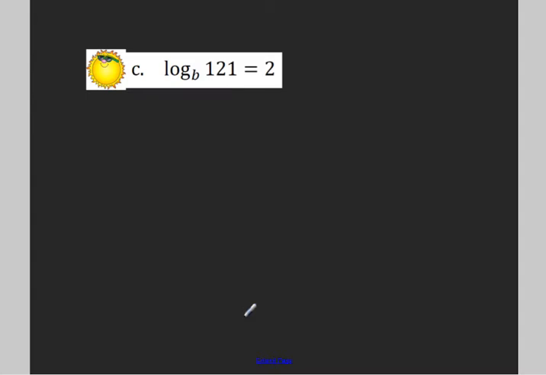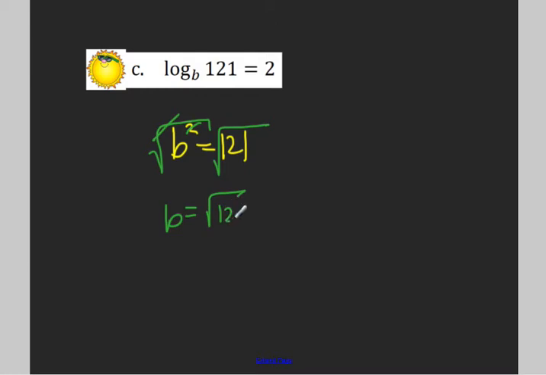Example C, a little bit different. Log base b of 121 is equal to 2. So it's b to the second is equal to 121. I have to do a little bit of solving on this one. If I want to get b by itself, I have b squared. The way I get rid of that is to take the square root on both sides. So b is equal to the square root of 121, and the square root of 121, if you don't know it, you can do it on your calculator, is 11.